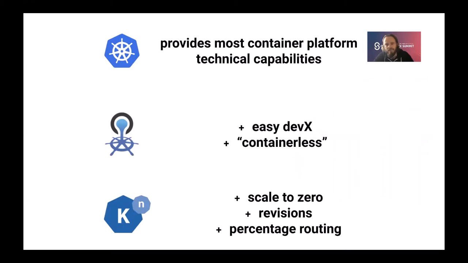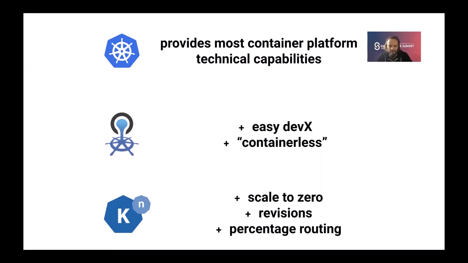To say Kubernetes will probably come along and provide the container platform's technical capabilities. So you can crash your workloads, Kubernetes will bring it back. You can scale them up in case you need more instances and more power or load balancing. And so everything you would expect of such a platform is something that Kubernetes provides in a very, very well and robust way.